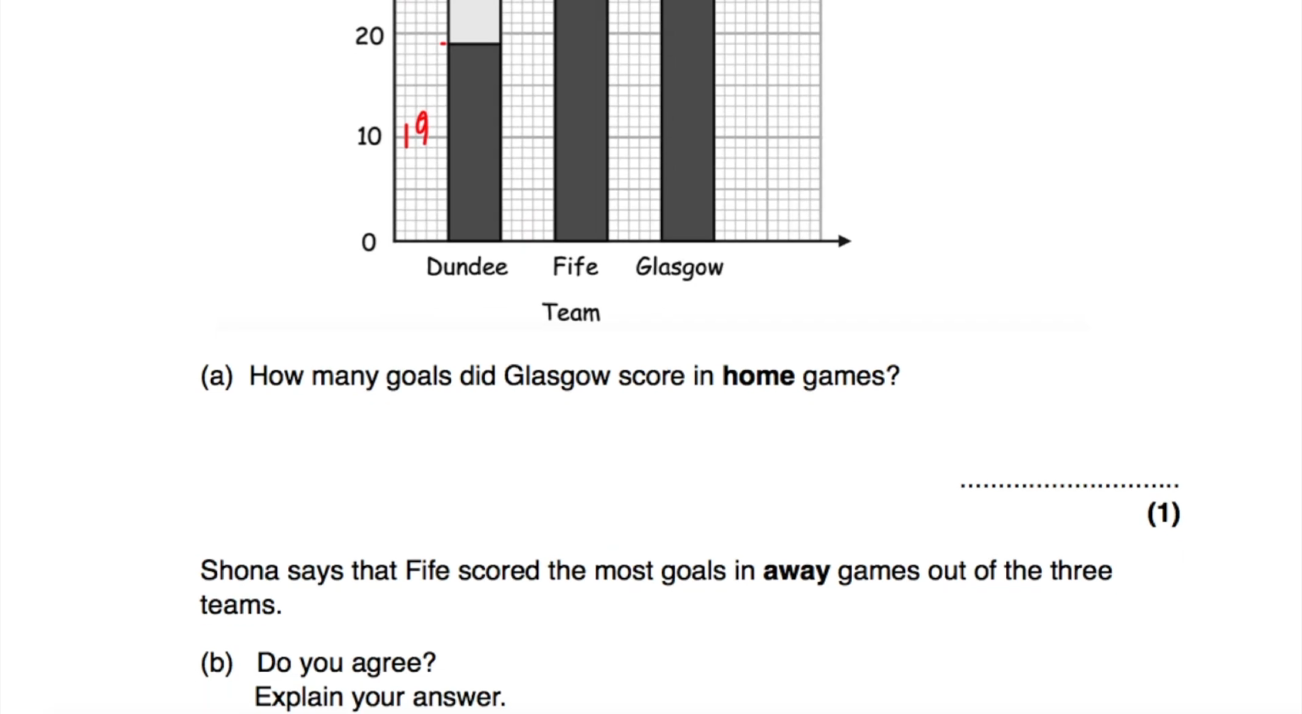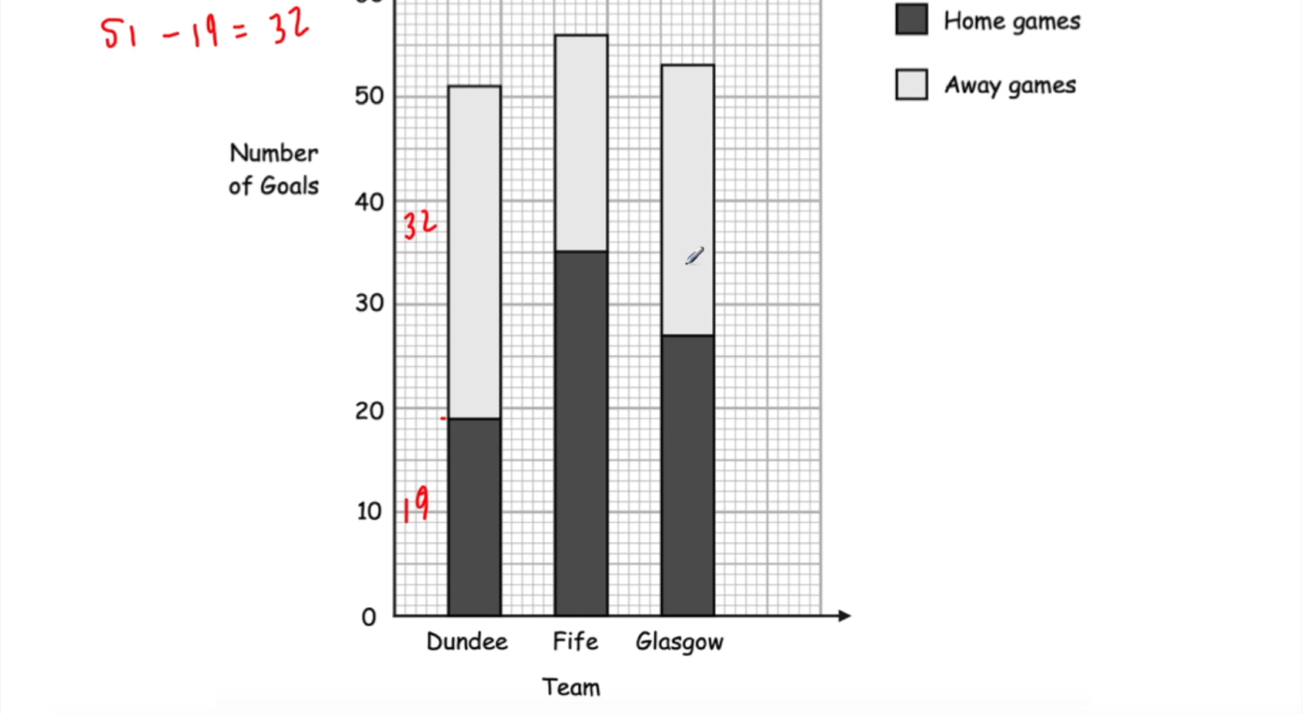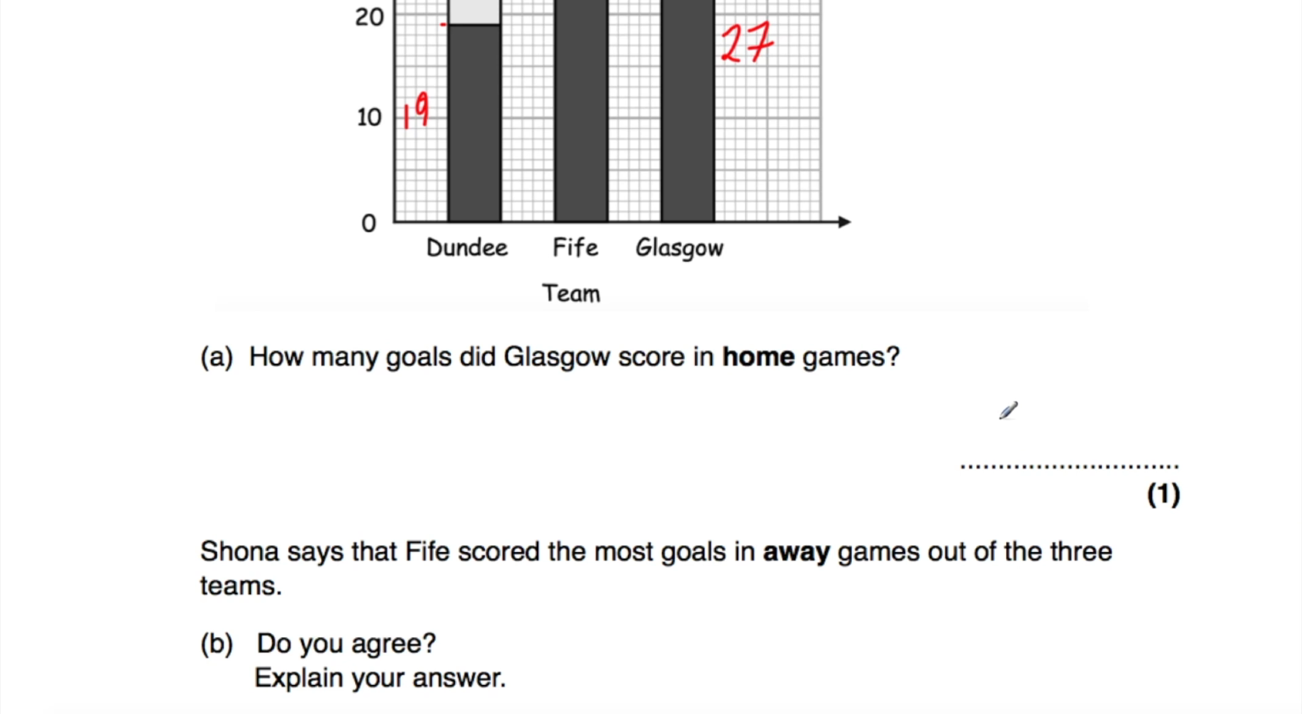And if we have a look at part A, part A says how many goals did Glasgow score in their home games. So let's have a look at Glasgow. We want to see how many goals they scored in their home games. So that's the shaded in section of their bar. So we just want to find the height of this bar. So we've got 10, 20, 25, 26, 27. So they scored 27 goals at home. So let's write that down. Glasgow scored 27 goals in their home games.